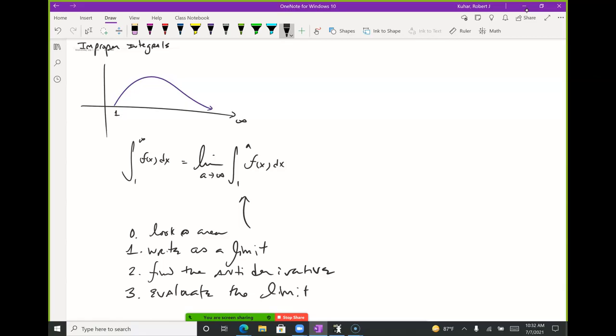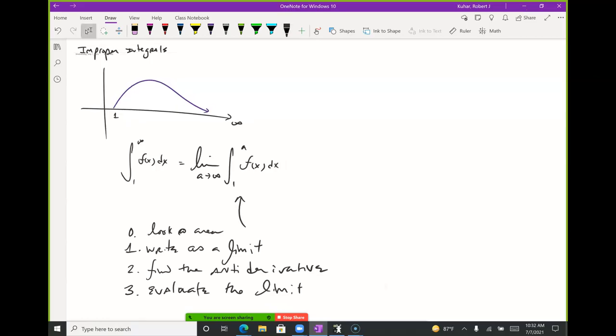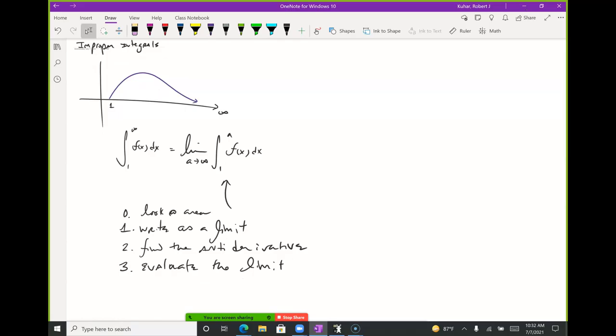You will have to use L'Hopital's rule. I'm going to make you use L'Hopital's rule. Show me that you're using L'Hopital's rule. Put a little note there. Show me that you're doing derivatives. Evaluate the limit, possibly using a little hop, right? And then decide on convergence or divergence.